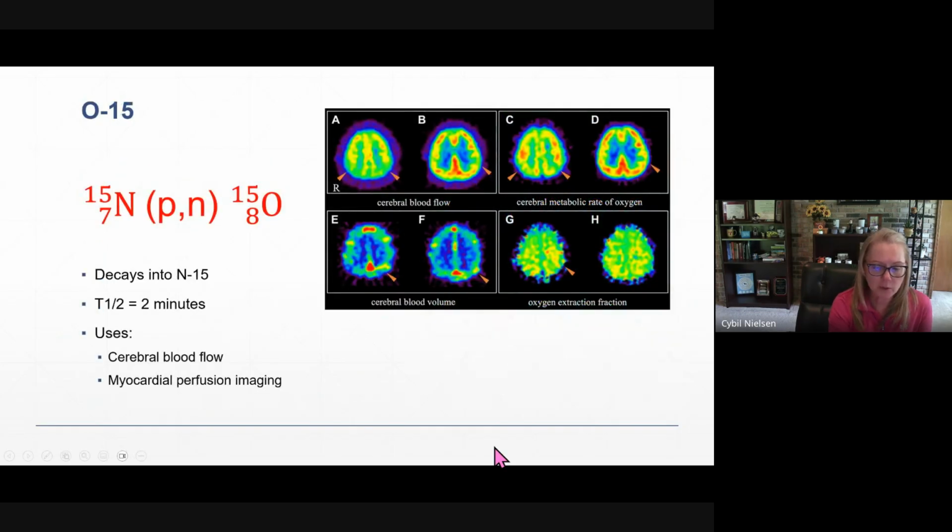All right, let's do another easy one. What's happening here? Plus 1 for proton and minus 1.